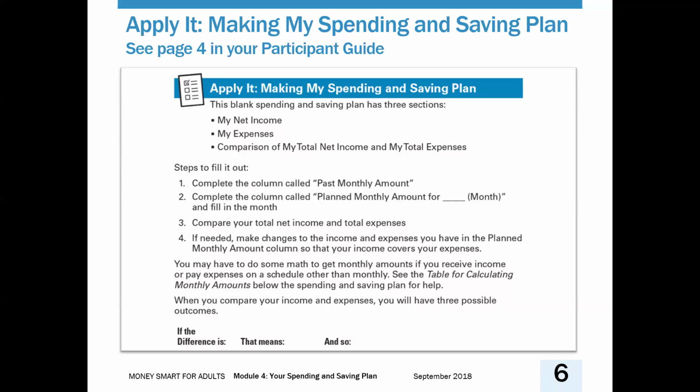You're then going to go through the steps to fill out those sections. First, complete the column called past monthly amount. Then in number two, complete the column called planned monthly amount for whatever month it is. And then compare your total net income and your total expenses. Then, if needed, you're going to make changes to the income and expenses you have in that planned monthly amount column that's going to be used to cover your expenses. You'll understand this a little bit more when we go in more depth into the topics, but essentially what you're going to have is a clean sheet in the participant guide that you're going to be able to fill out in order to build upon that spending and savings plan.